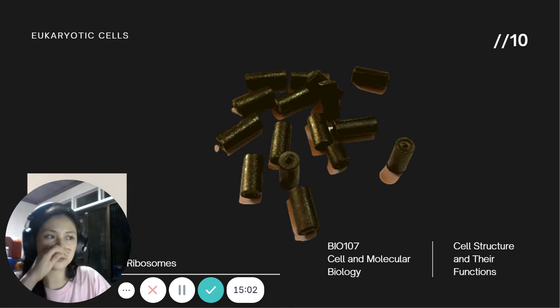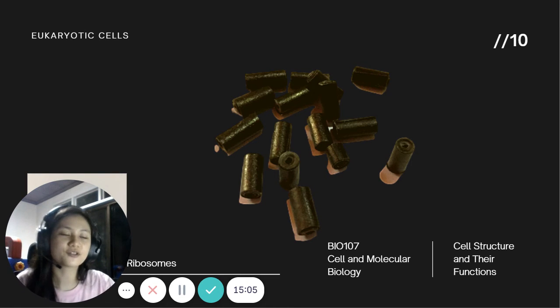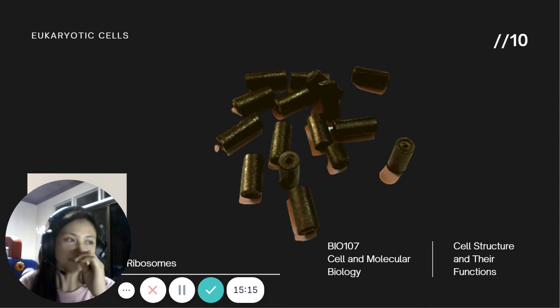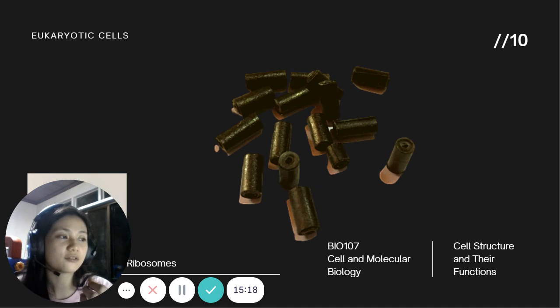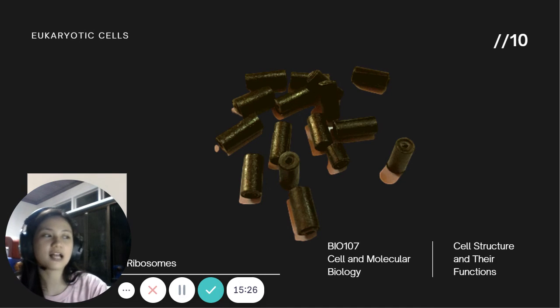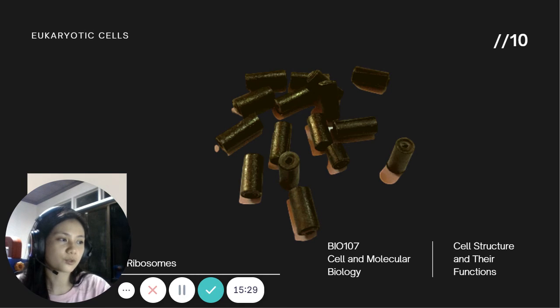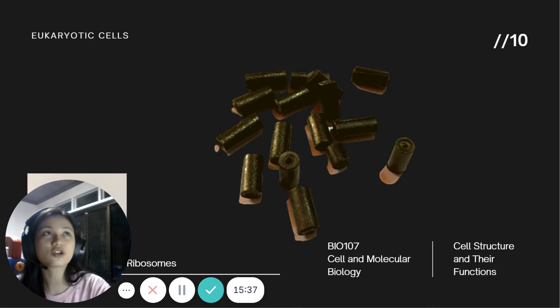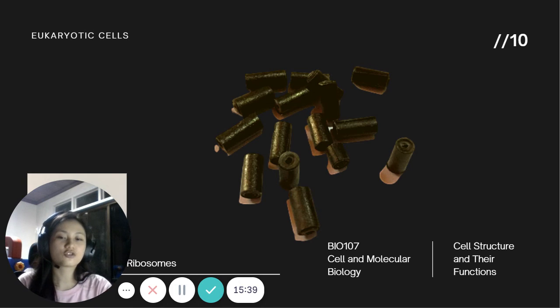Next, we have the ribosomes. The ribosomes are responsible for manufacturing, for synthesizing of proteins. Ribosomes are made up of ribosomal proteins and ribosomal RNA. In a eukaryotic cell, ribosomes constitute half ribosomal RNA and half ribosomal proteins. So they are used especially in the central dogma, transcription and translation.